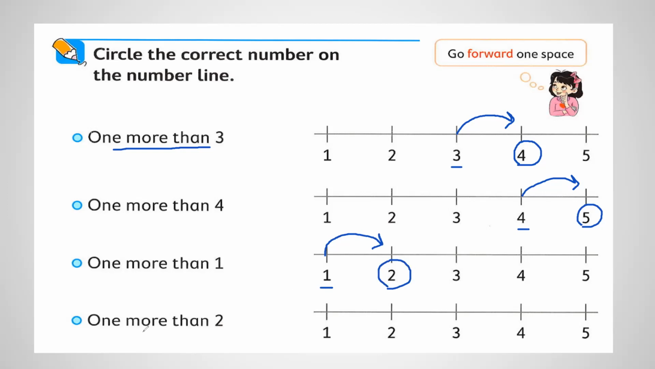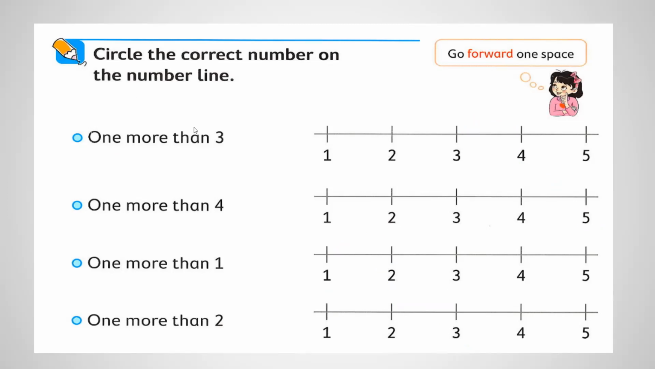The last one here, 1 more than 2. So we are on number 2. What is more than 2? Yes, again, more than means go after. After 2, 3. So put a circle on 3. So what is 1 more than 2 is 3.